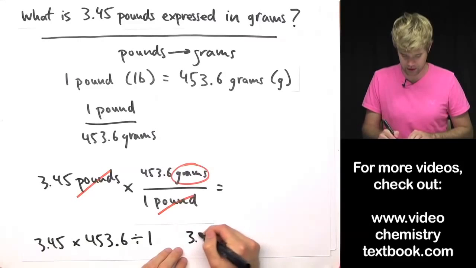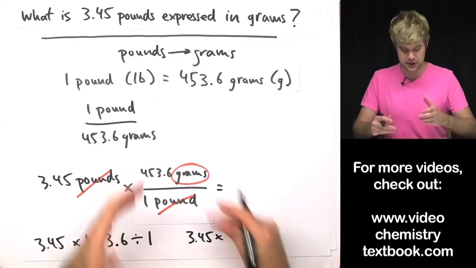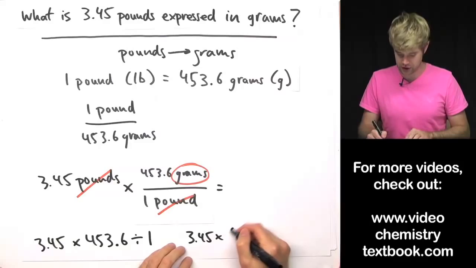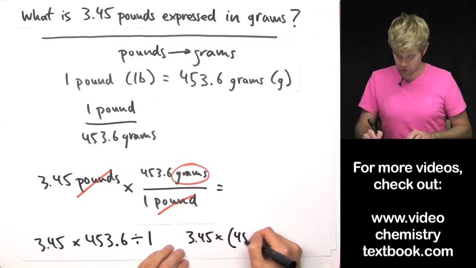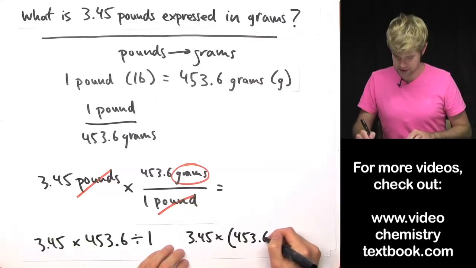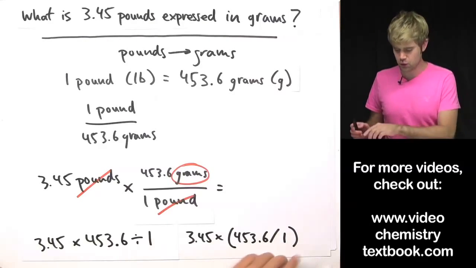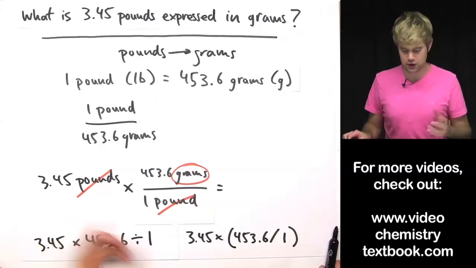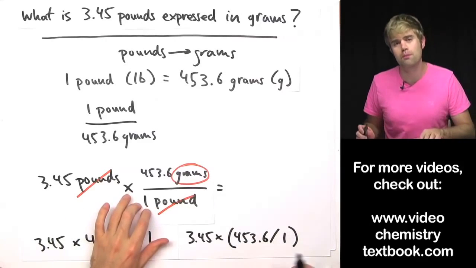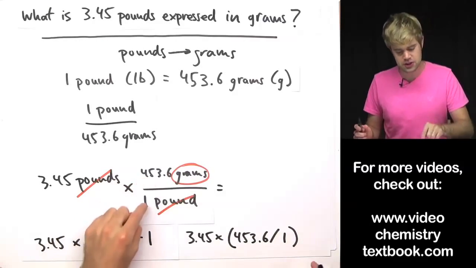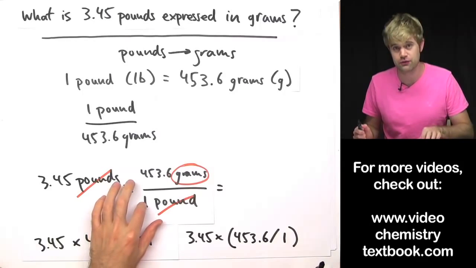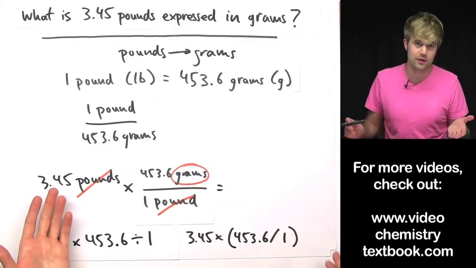You can do 3.45 times, and then write this conversion factor in parentheses, 453.6 divided by 1. Now you don't really have to worry about the 1 too much if you don't want to. I'm just putting it there because sometimes this won't be a 1. So I just want you to get used to dividing by whatever is on the bottom of the fraction, even if it happens to be 1 in this case.